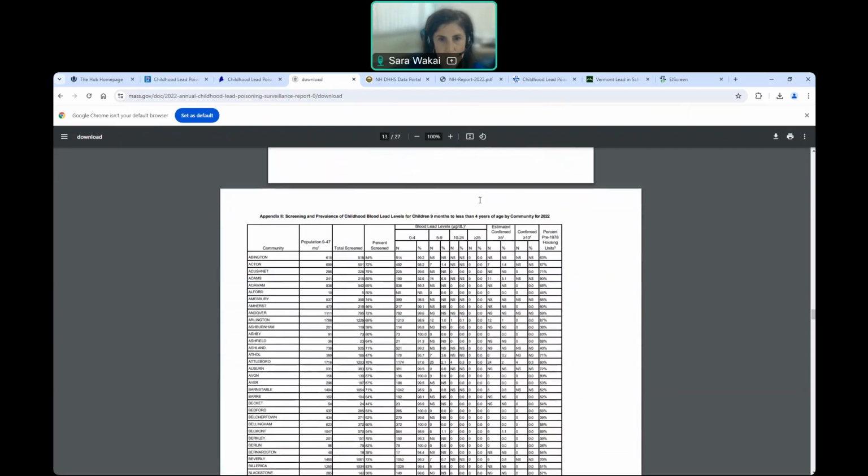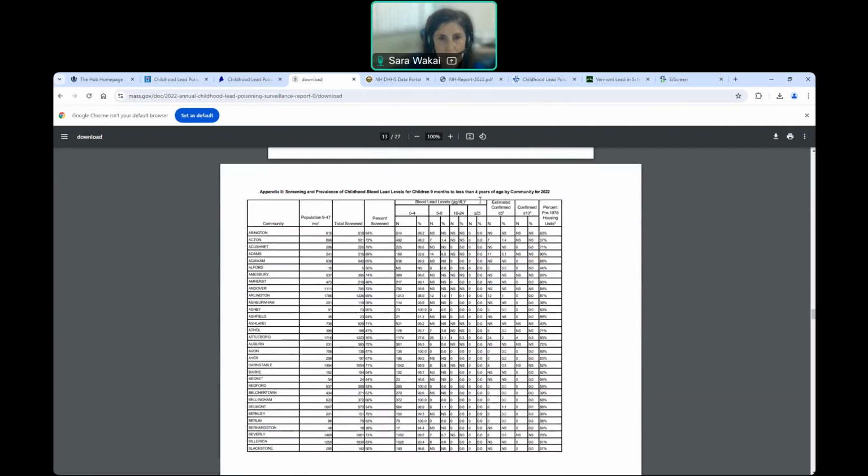I'm sure this is probably very difficult to see on your screen right now. But if you go to the website and download the report, and go to Appendix 2, you can see it lists all the towns, population in months, total screened, percent screened, and then blood lead levels: the 0 to 4, the 5 to 9, 10 to 24, and then above 25. And it also has the percent of pre-1978 housing units.